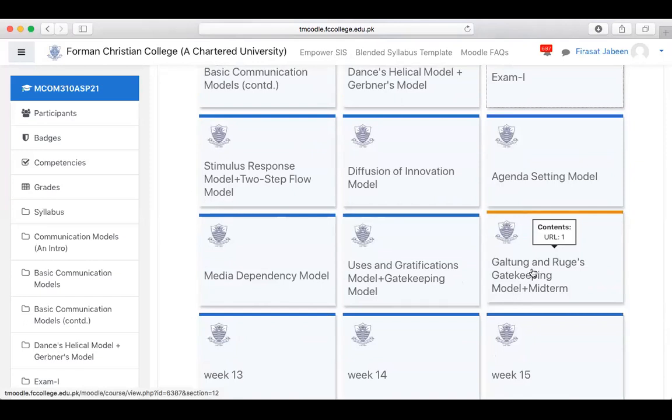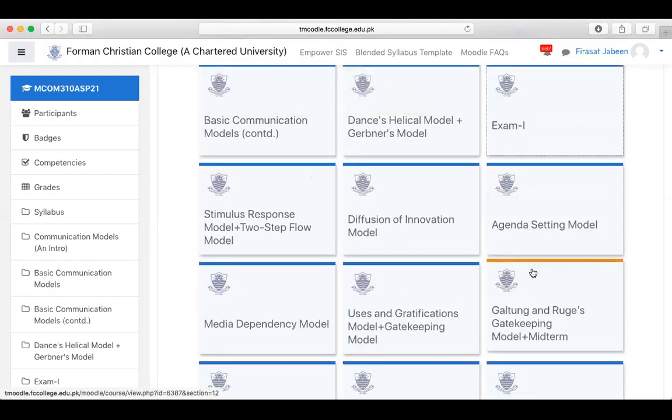Galtung and Rook's model is the one that we discussed in our last class. We could not finish it. We could not discuss its last slide. For that reason, I have omitted only that part of the model. The rest of the model, however, is part of the syllabus for this exam.